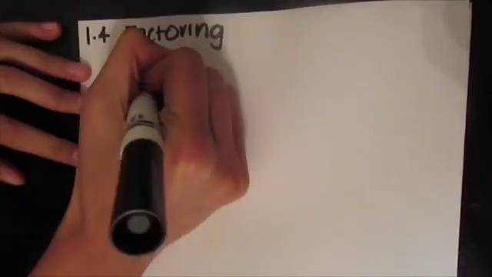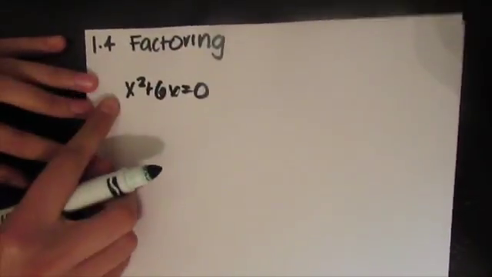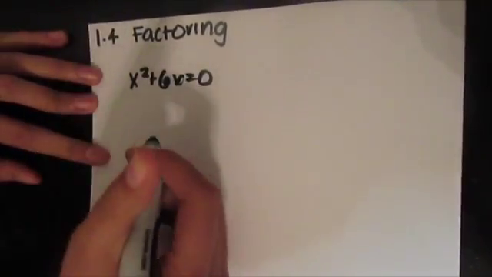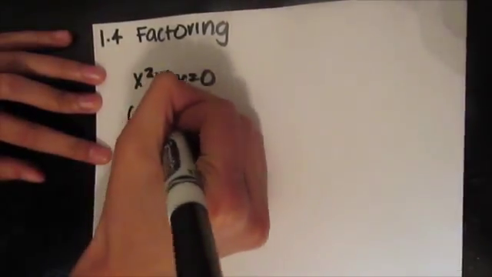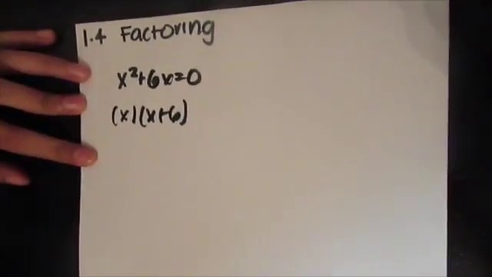So the first concept we're going to go over is very simple. For example, let's say we have x squared plus 6x is equal to 0. This can only be done when you have a leading coefficient of 1. So what we're going to do is factor out the greatest common factor, which is x, and x plus 6. So when we multiply this, it'll give us the beginning formula.